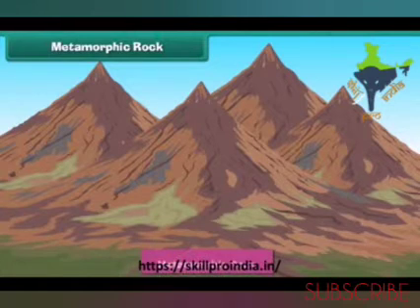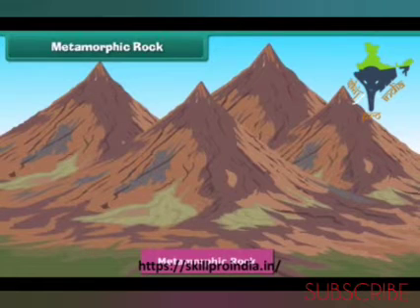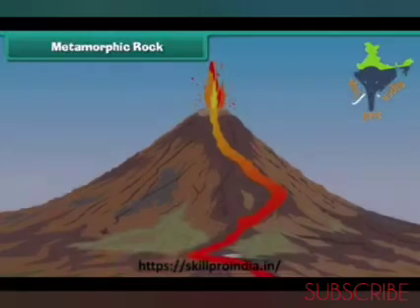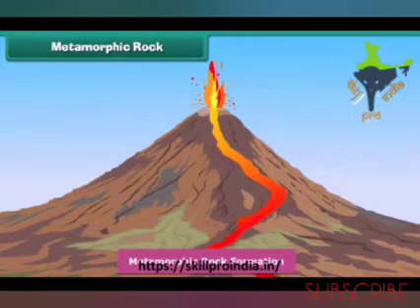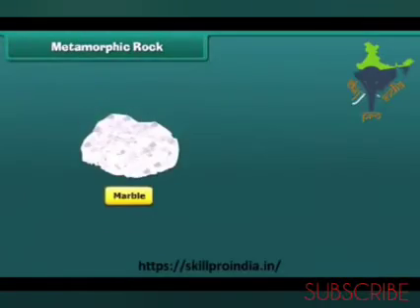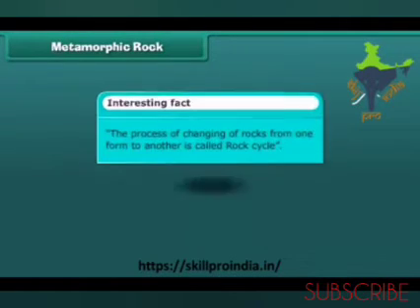Now we come on to metamorphic rock. It is formed either from igneous or sedimentary rock. Igneous or sedimentary rocks are changed or get modified into metamorphic rock due to the influence of heat and pressure. This process occurs deep inside the earth. Metamorphic rock is usually hard and often contains crystals. Marble and slate are the examples of this kind of rocks.